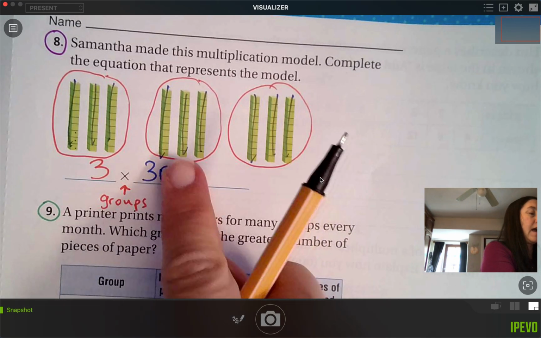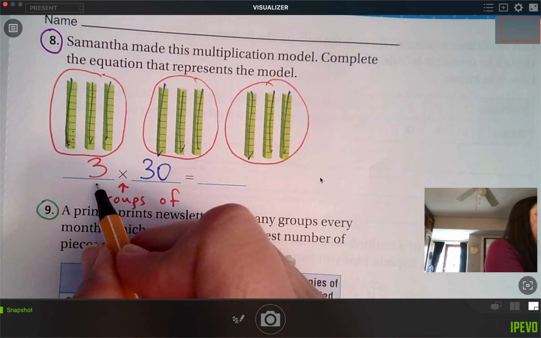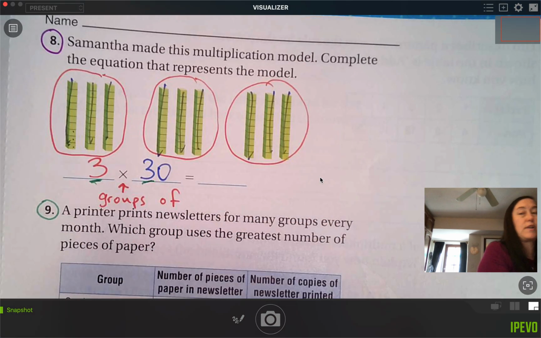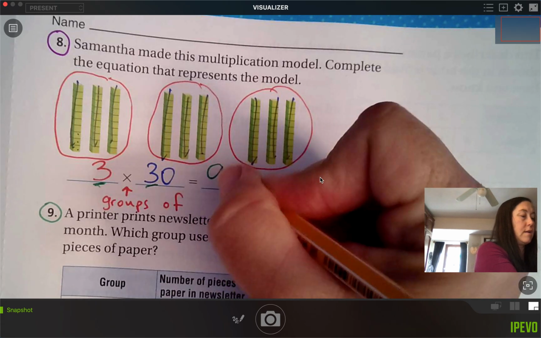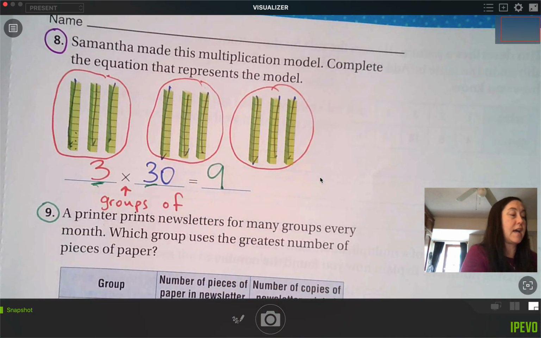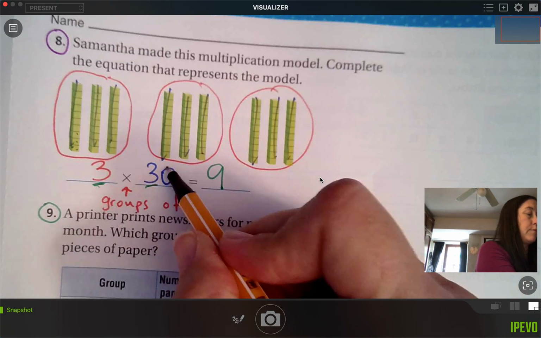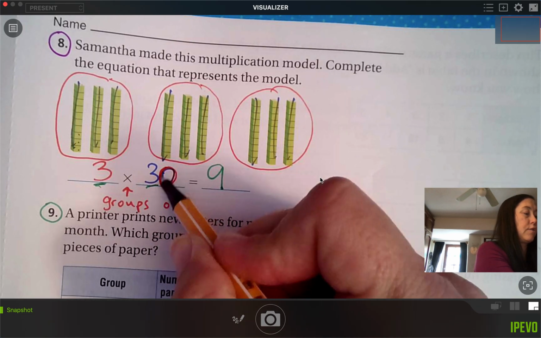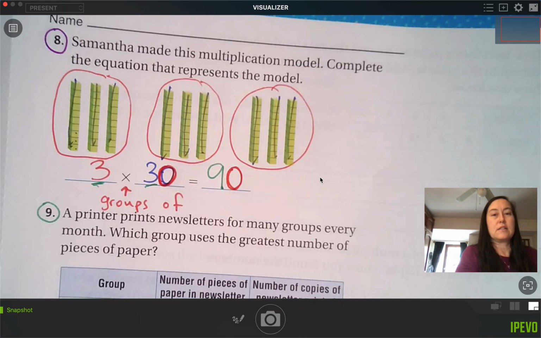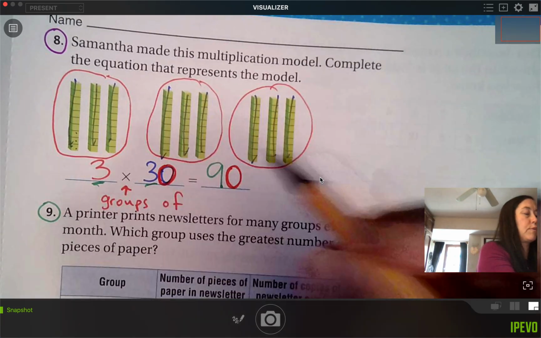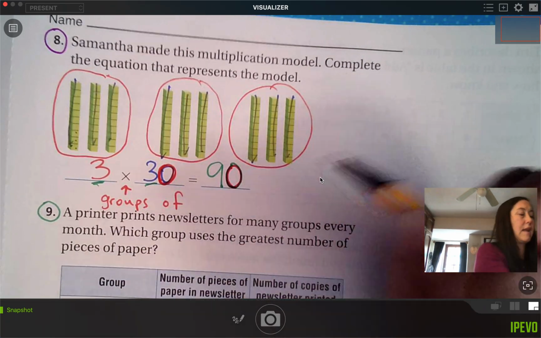Now, if I hide the 0 from my brain for a moment, I can just do 3 times 3. 3, 6, 9. Right? But I have to unhide that 0 because it's really 30. 3 times 30. So I have to put a 0 back on there. Right? So 3 times 3 is 9, but 3 times 30 is 90.